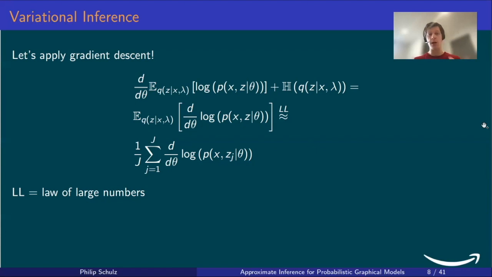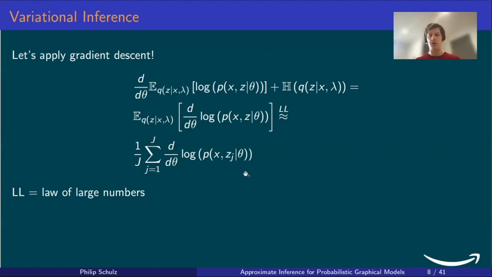Right. And what are we drawing samples of? Well, we're drawing samples of our latent variables because this expectation is over latent variables, right? So this expectation is over Z. So because it's an expectation over Z, and in particular, it's our approximate posterior, right? We're going to draw samples from this distribution here, from the approximate posterior, plug them into the log joint, and take gradients with respect to that.